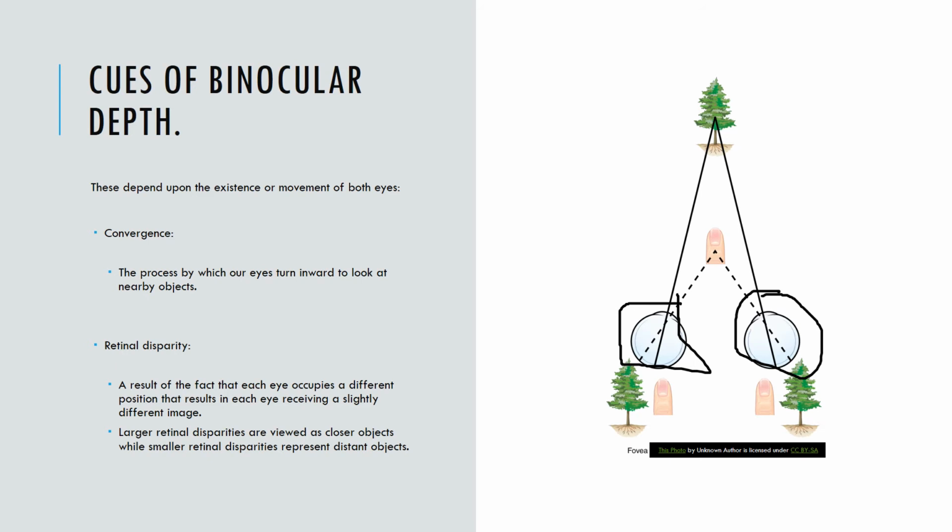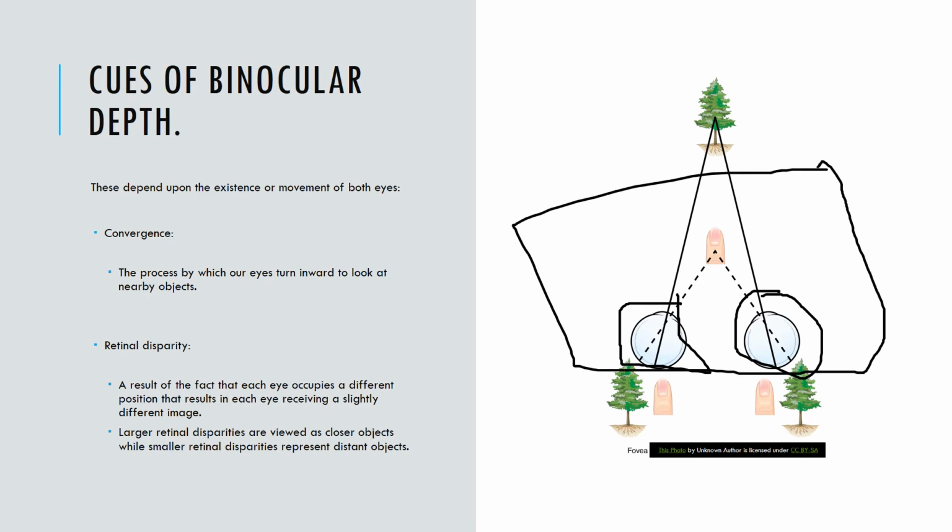So, convergence and retinal disparity. Convergence is how our eyes turn inward to focus on a certain point. You can see that here. We don't physically see it, but the eyes are turning inward to focus on that object, or on the tree here. And then retinal disparity is what I was just describing: we look at our fingertip and say, oh, that's bigger than my TV. But in reality, it's not. We know that, but we can feel that way because of our depth perception and our binocular depth.